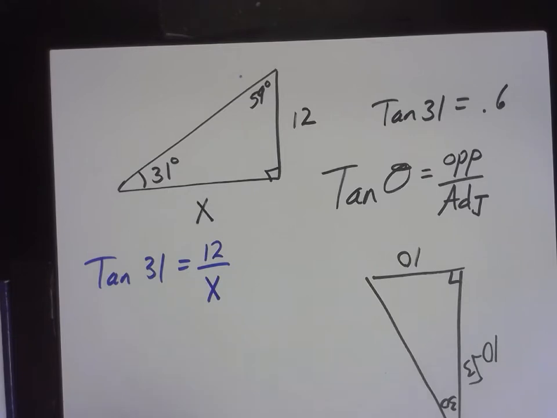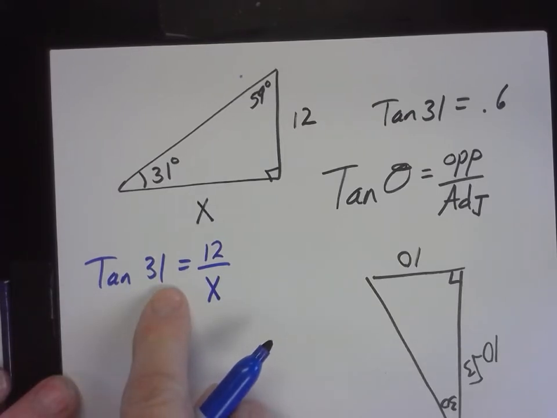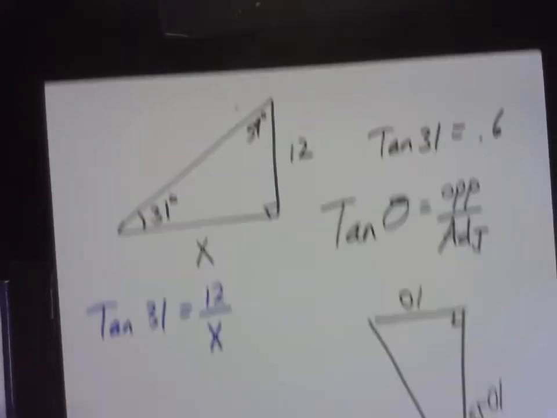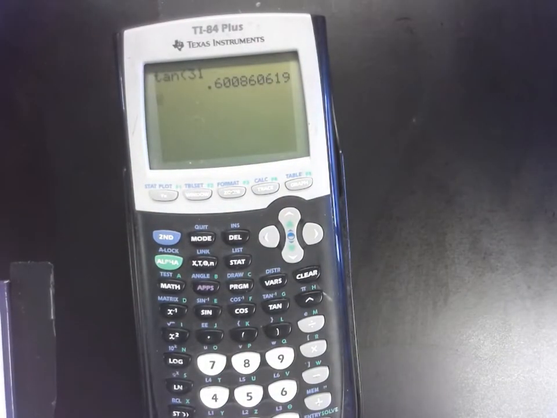Now remember, the tangent of 31 is just a number. It's a possibly irrational number, but we can still round it off. Say it's about that number.